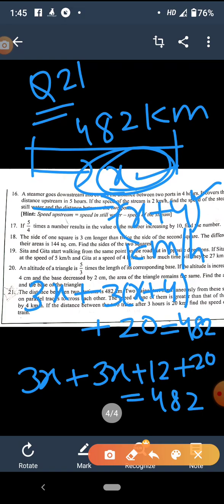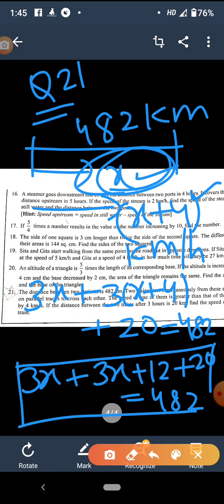So if this is the speed, then what will be the distance after 3 hours? The distance will be 3x. If the speed is this, what will be the distance after 3 hours? That is 3 times x plus 4. And the distance between them is 20 km and the total is equal to 482. So this is 3x plus 3x plus 3 4s are 12 plus 20 is equal to 482. Solve this linear equation and you will get the answer of x.